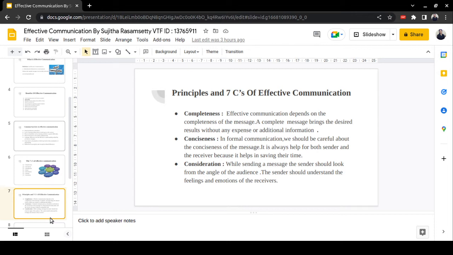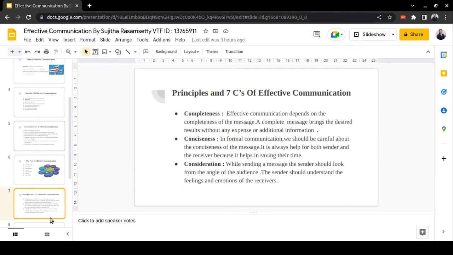Completeness in the 7 C's means that effective communication depends on the completeness of the message. A complete message brings the desired results without any expense or additional information. Conciseness means being brief in communication. We should be careful about the conciseness of the message. It is always helpful for both sender and receiver because it helps in saving their time. So whatever information we are giving to others should be clear, concise and clearly defined so that they can understand easily and it helps in saving their time.